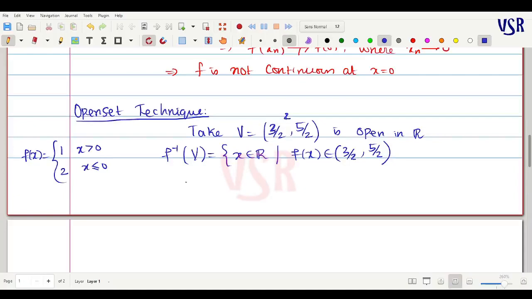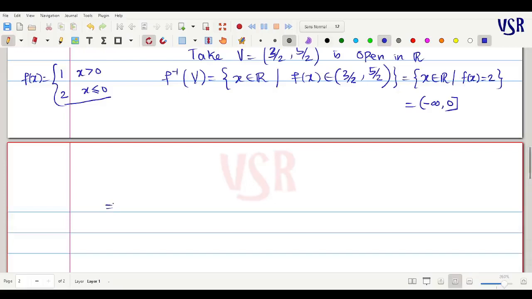So f inverse of this set is the set of all x belongs to R such that f of x equal to 2 is the only possibility. So this is equal to: when x is negative or zero, f of x is 2. So it is minus infinity comma 0. Hence f inverse of V is equal to (minus infinity, 0], which is not open. So this implies that f is not continuous.